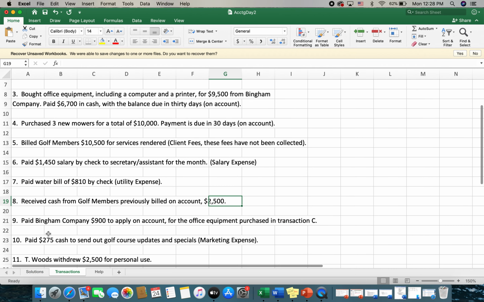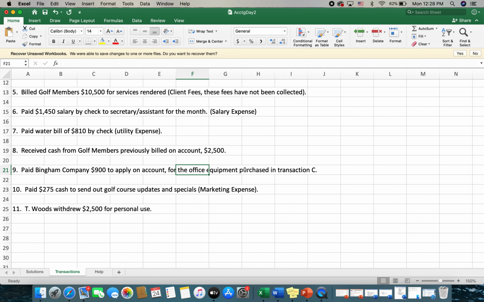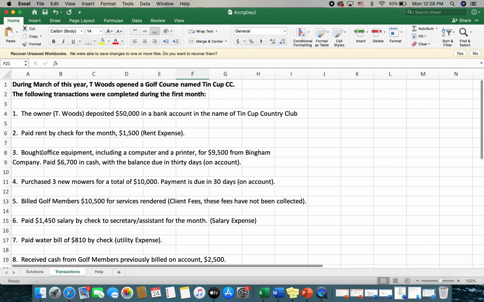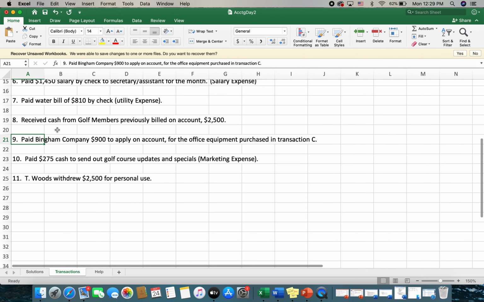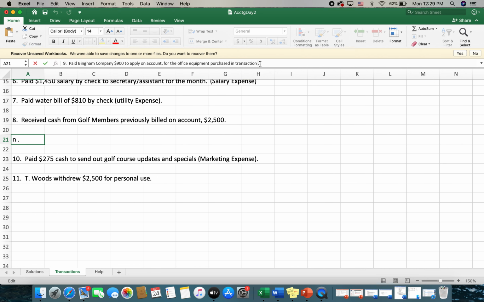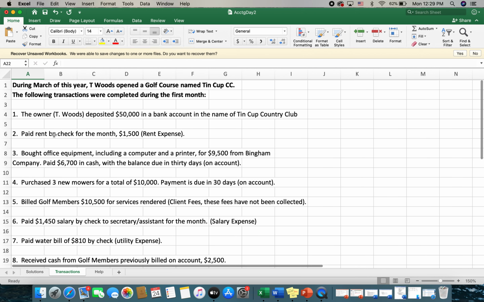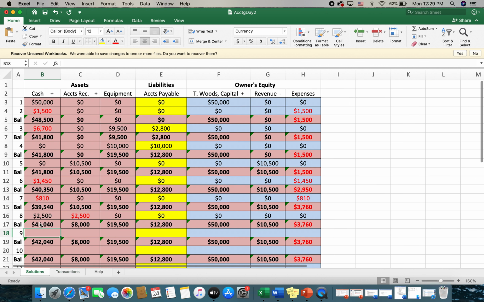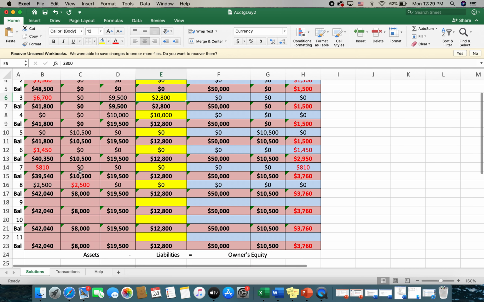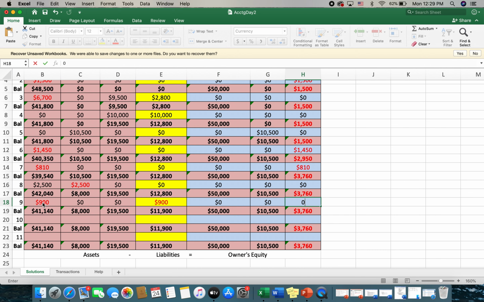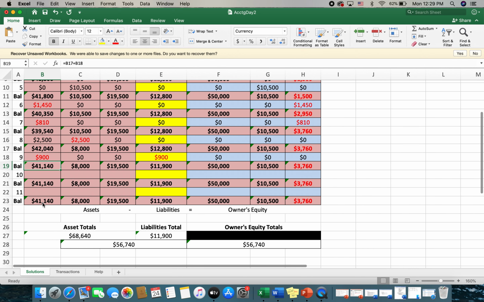All right, number 9, paid Bingham Company $900 to apply on account for the office equipment purchased in transaction 3. So we're paying off some of that debt in number 3. So first thing we need to do is go back and look at number 3: cash, equipment, and accounts payable. So we're paying down some of this debt right here. We're paying down $900. So what did we lose? We lost cash. Let's make sure that's negative. And we lost some debt. We paid down a little bit of debt. We're still balanced. We're at 56,740.